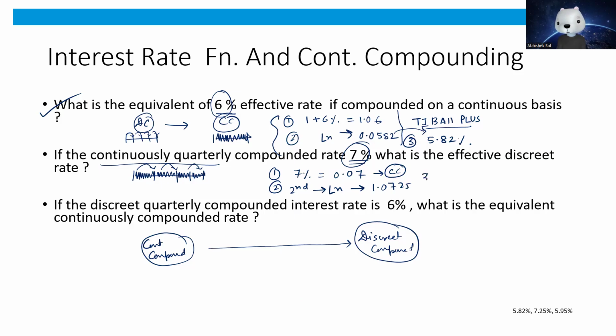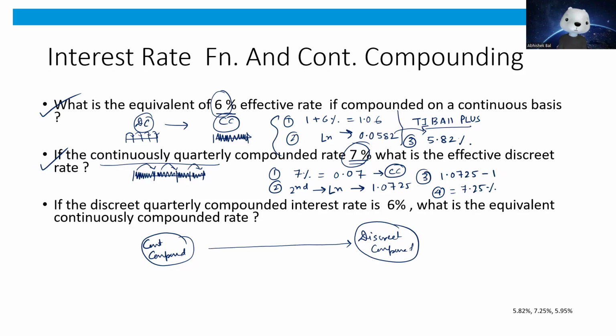1.0725. The step number 3 is deduct 1 from 1.0725 or whatever the factor comes in. And there you go. Step number 4, you're going to get a value of 7.25%. So from these 2 exercises, one thing is clear. All other things remaining constant, for the same yield, the discrete rate needs to be proportionately higher than the continuously compounded rate.